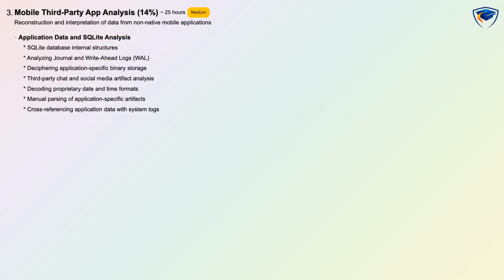Mobile third-party app analysis carries 14%, is medium difficulty, and suggests 25 hours of hands-on and conceptual study. Expect to reconstruct and interpret non-native application data by examining SQLite internals, journal and WAL files, and proprietary binary storage formats. The domain emphasizes analysis of third-party chat and social media artifacts, decoding custom date and time formats, manual parsing of app-specific artifacts, and cross-referencing app data with system logs.